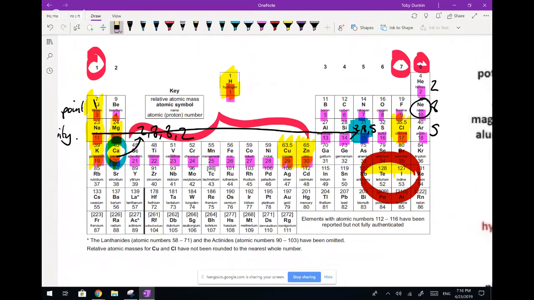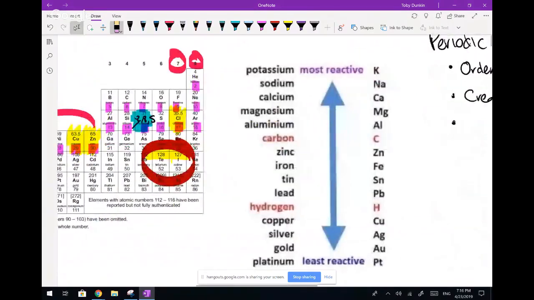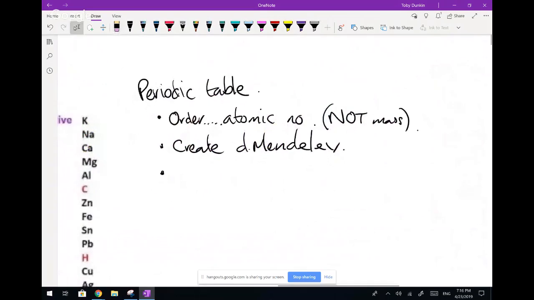So it's something to bear in mind. And if you've got any further questions on that, please give me a shout and I'll happily take you through it and do some practice with you guys. So we've got a couple of things just straight away from the periodic table.